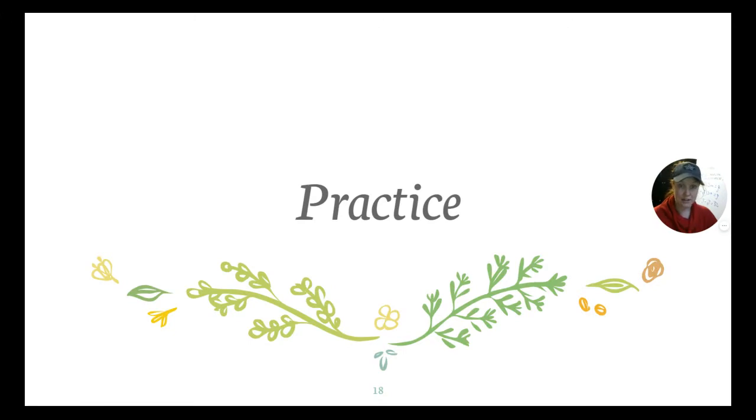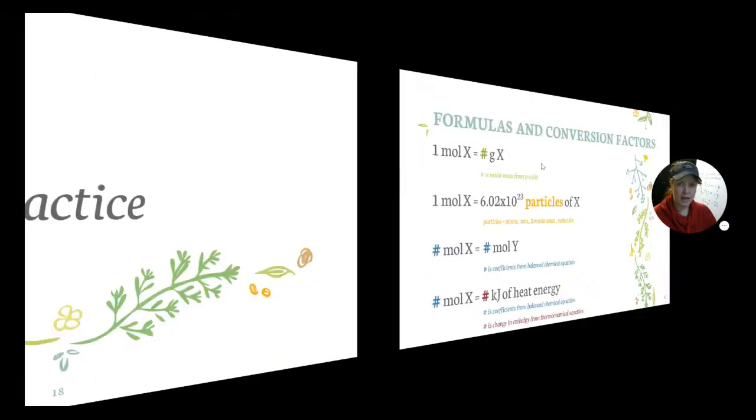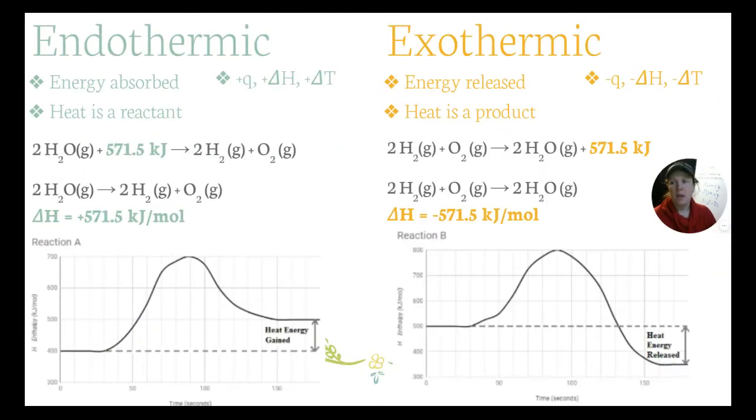Before we get started, though, I did want to touch upon just a little review quick, specifically the values of delta H and Q. So remember that if you have an endothermic reaction, energy is absorbed and heat is a reactant. So we would have to incorporate it into our chemical equation as such, or we could write it as a positive value here. And if we have a positive delta H, that also means we have a positive Q and a positive delta T.